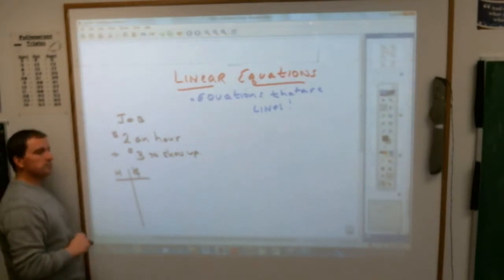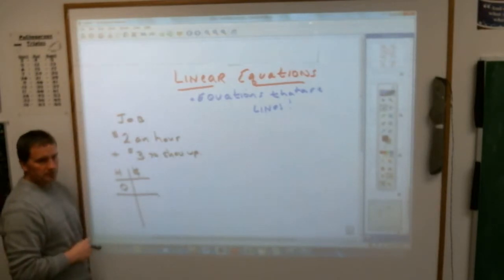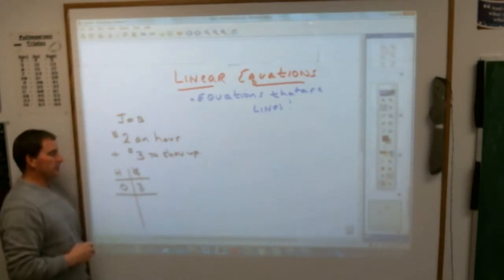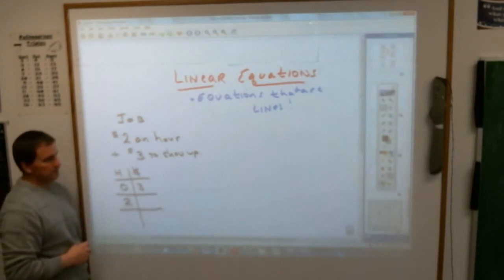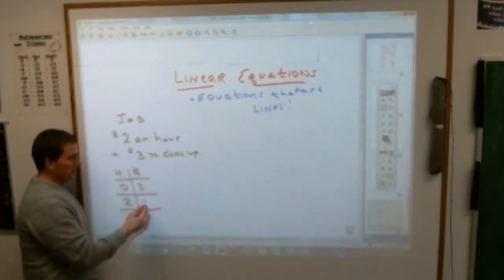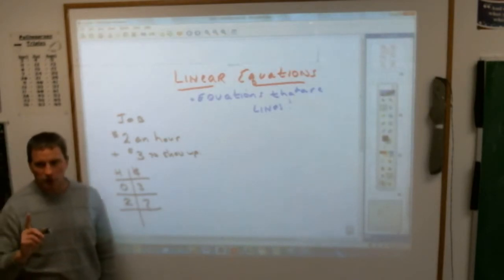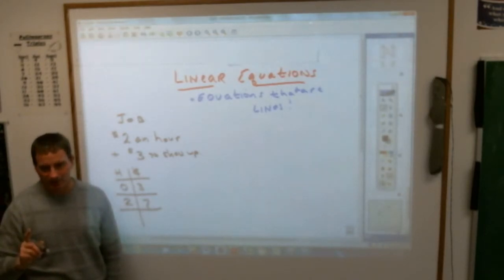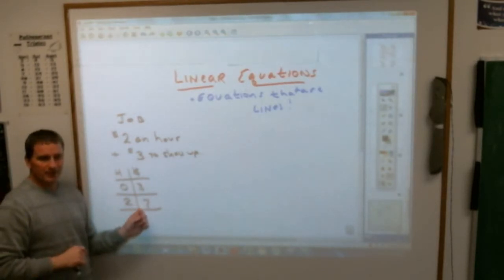If you show up, but don't work any hours, how much will you be paid? $3. If you show up for 2 hours, how much will you be paid? $7. Now, for those of you that say you can't write an equation, you have already done it, you just didn't write it down. In other words, in order to get $7, what did you do? Multiplied by what?